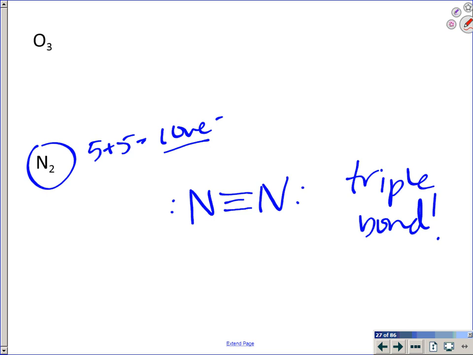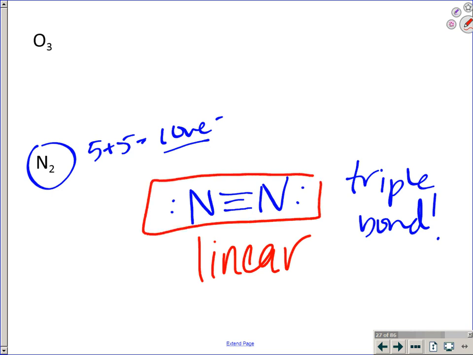And let's look. Now, this shape is not going to be on your chart, but use your common sense. You got a dot and a dot. It's connected. What kind of shape is that? Look at that. A line, which we're going to call linear. That is a linear structure. It is a line. It is just a little flat thing with 2 atoms in it. So this is linear.